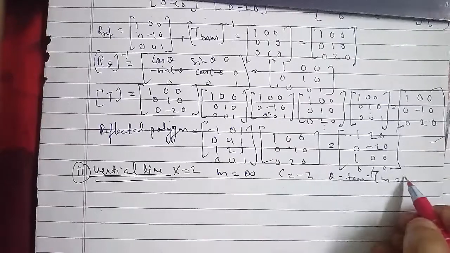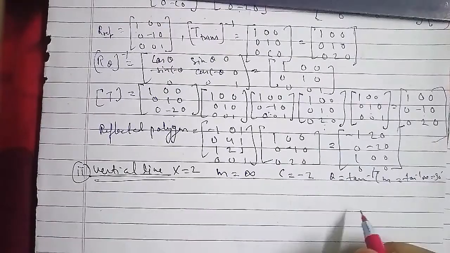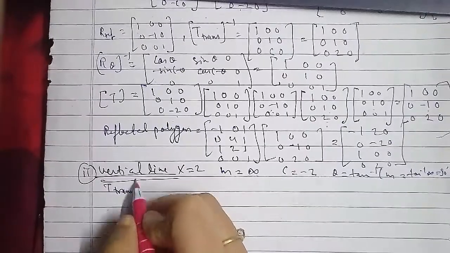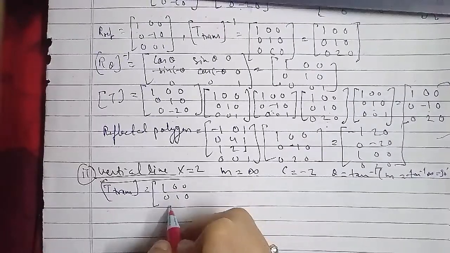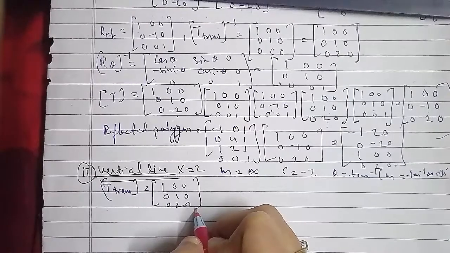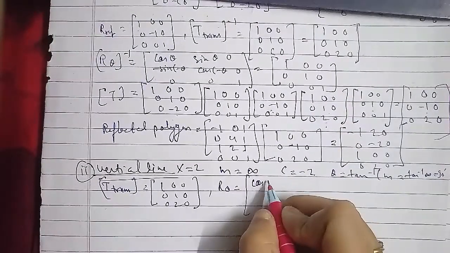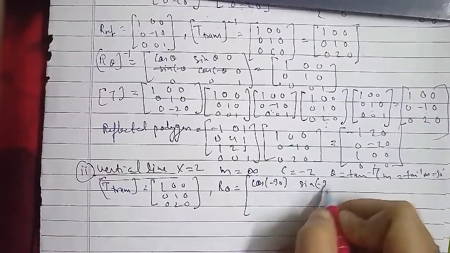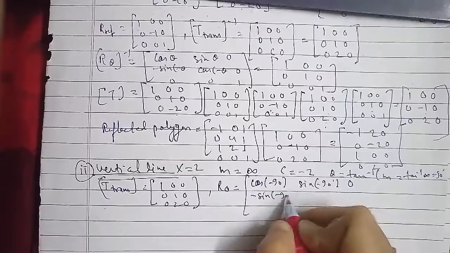So the 90 degrees we place here, and for that we find T trans first. For T trans, we will be finding the matrix, and that is 1 0 0 0 1 0 and 0 2 0 as well. Now we'll find the other matrix, that is of course R theta here. R theta equals cos minus 90, sine minus 90 and 0. This is minus sine minus 90, cos minus 90, 0, then 0 0 1, which will be multiplied, and we'll find out the value.